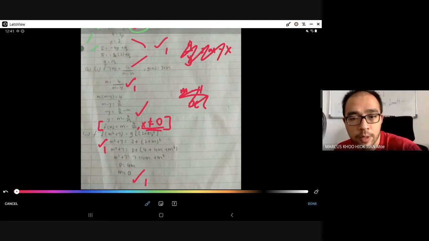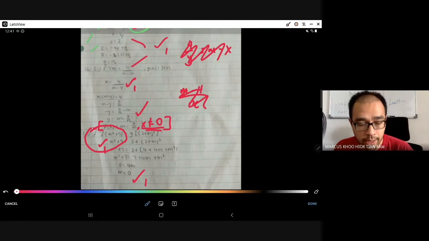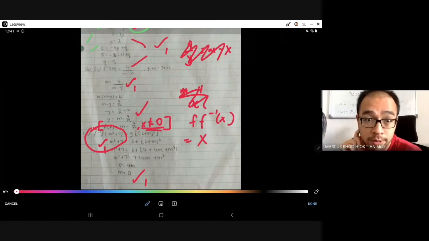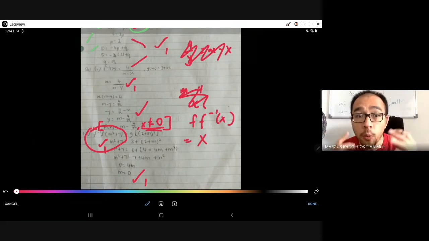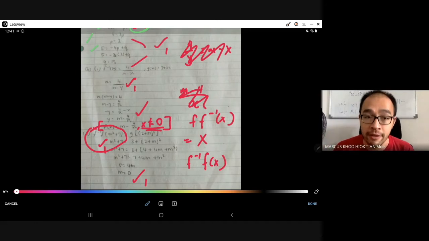Okay, which is also correct. Now, there is a very important thing that we need to understand over here, which I think Yong pointed out: if you composite a function and its inverse function, you will get the object itself. Whether it is f inverse f or f f inverse, you will still get x in itself.